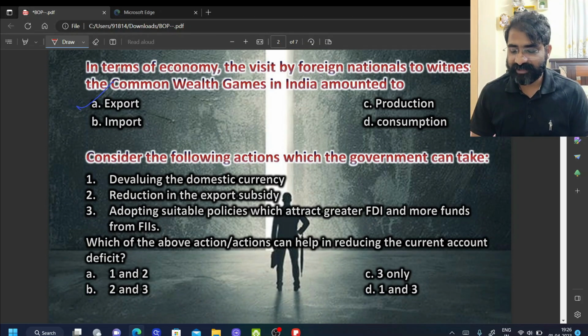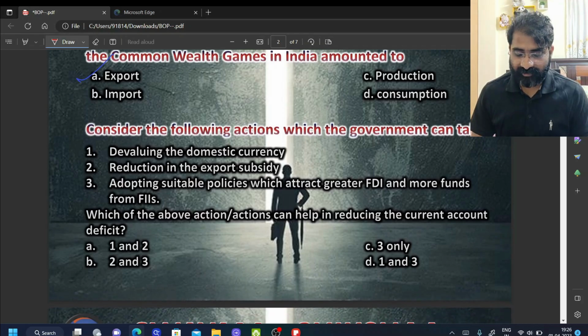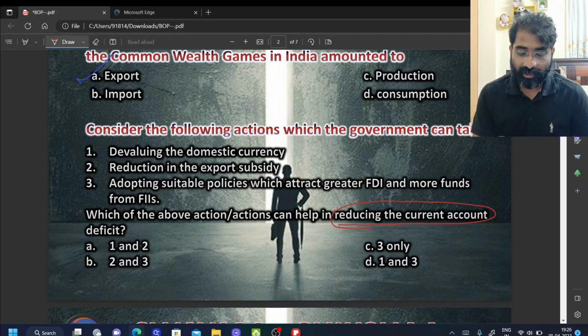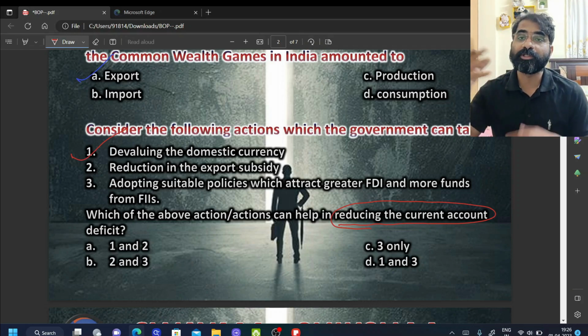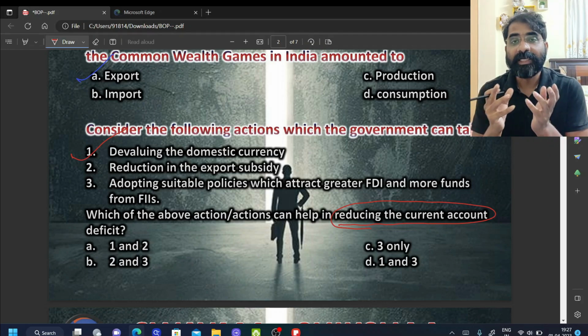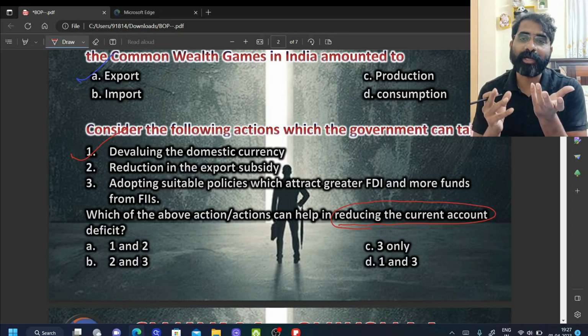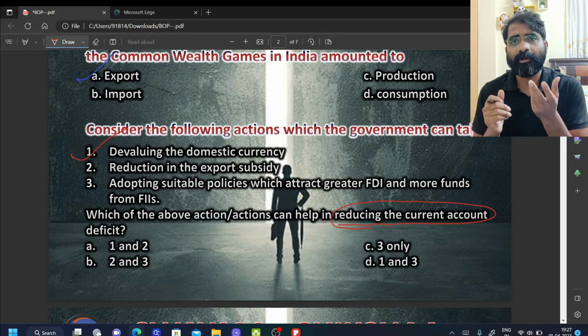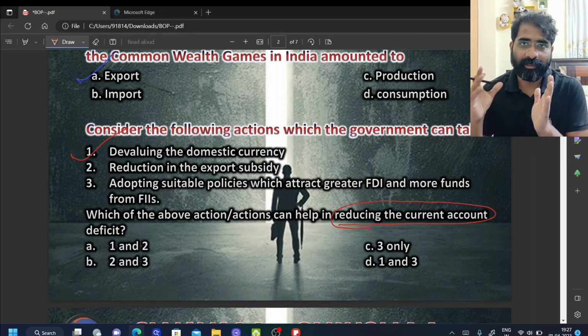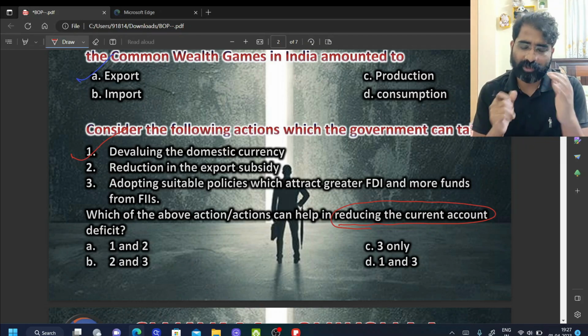Now see the next question. Consider the following actions which the government can take. Which of the following actions can help reduce the current account deficit? Once you have understood the concept, only then can you answer such questions. Devaluing the currency may make our exports cheaper and competitive. If there are more exports, there is every chance that it can improve our trade. At the same time, devaluation can make our imports costly as well, but it can make exports competitive.